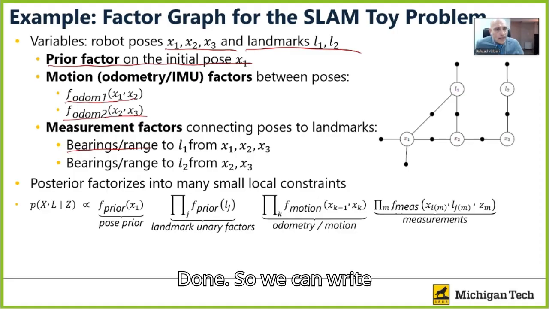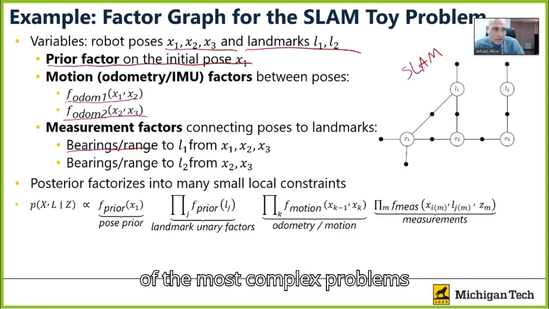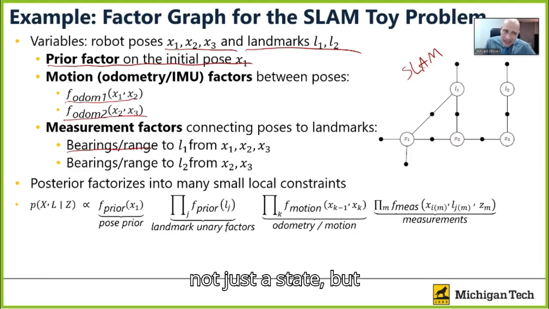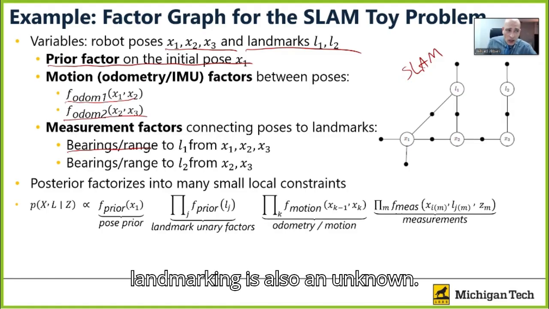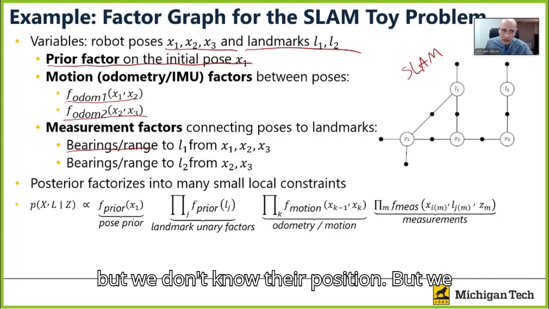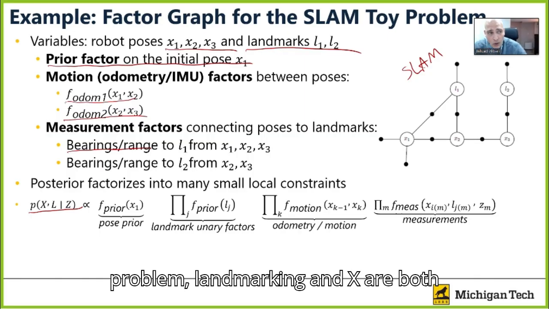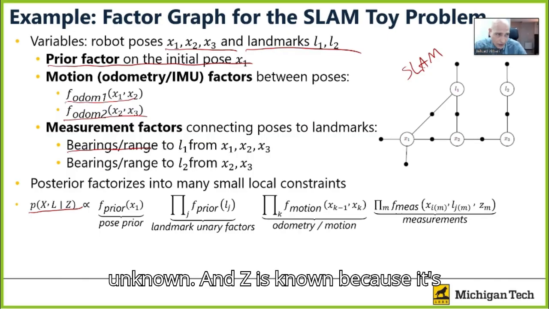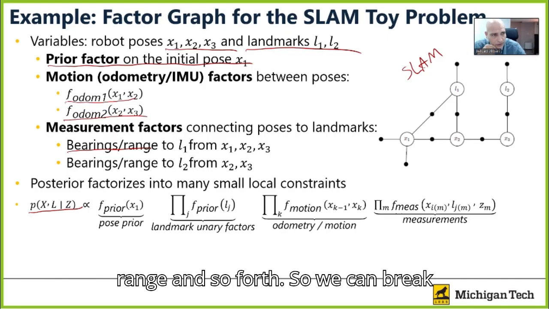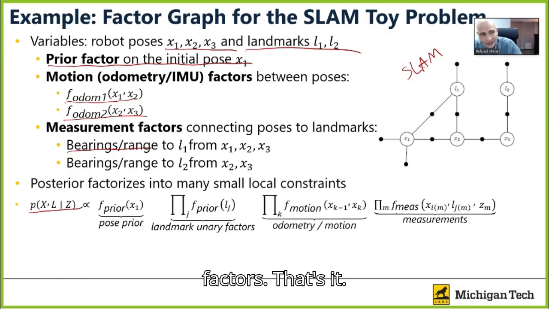Done. So we can write the huge problem. A SLAM problem is one of the most complex problems for robotics because the unknown is not just a state, but landmarking is also unknown. We just know some information about them, but we don't know their position. But we can find that. So as you can see in this problem, landmarking and X are both unknown. And Z is known because it's measurements coming from sensors that we said, IMU and whatever, bearing, range, and so forth. So we can break down to multiplication of some factors. That's it.